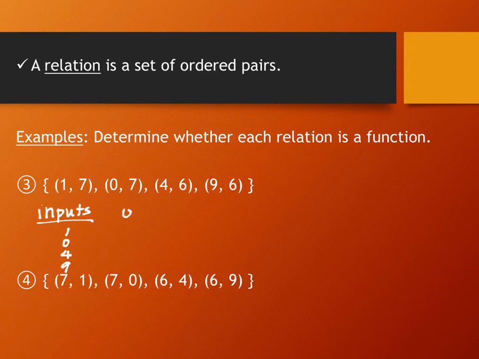What are the outputs? 7 and 6, there are only 2 of them, right? So the input 1 corresponds to 7. The input 0 corresponds to 7. The input 4 corresponds to 6, and the input 9 corresponds to 6. They double up. The question is, does every input value have only one output?